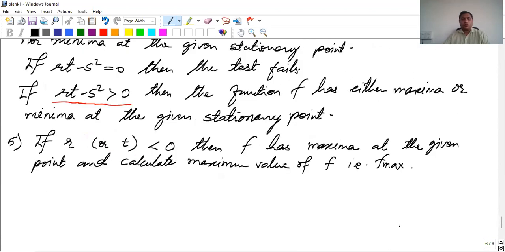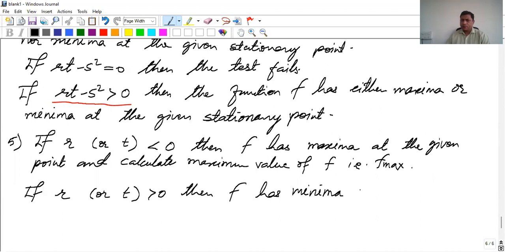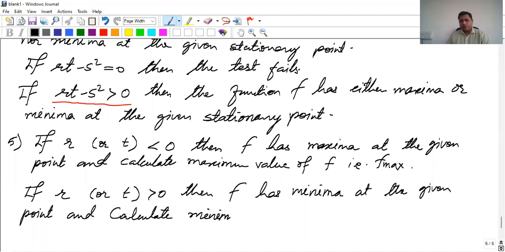Now, if they are greater than 0, so if R or T is greater than 0, then F has a minima at the given point. And what we have to do next is calculate the minimum value of F, that is F min.